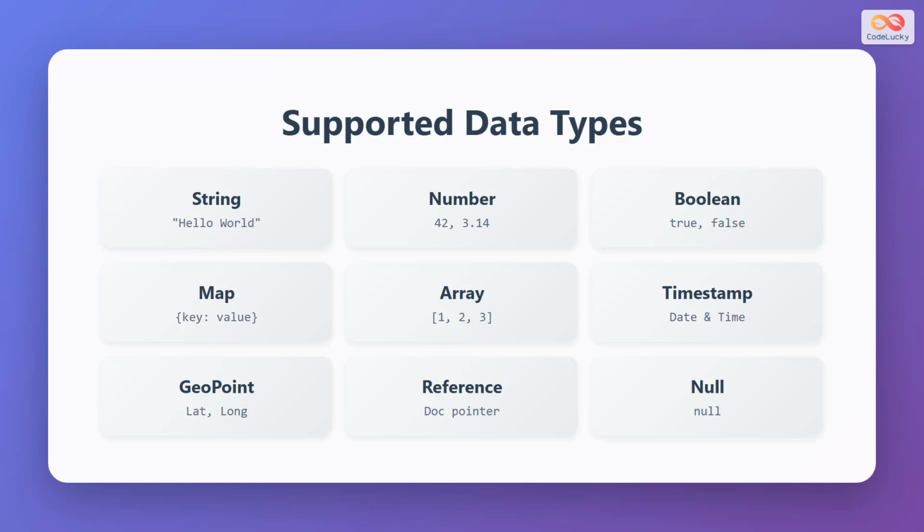Firestore supports 9 different data types to cover all your needs. String for text like Hello World, number for integers and decimals like 42 or 3.14, Boolean for true or false values, map for nested objects with key value pairs, array for ordered lists, timestamp for storing date and time information, geopoint for latitude and longitude coordinates, reference for pointing to other documents, and null for representing empty or missing values. This variety ensures you can structure your data exactly as needed.